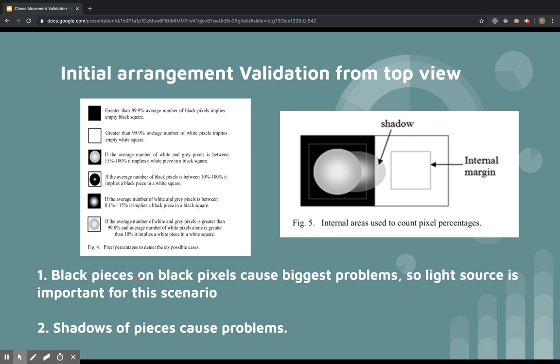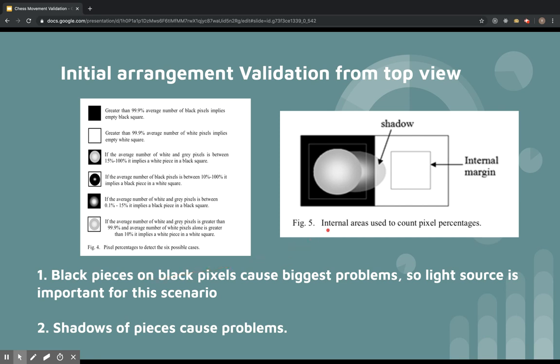And when the light source was directly falling on some of these black pieces, the intensity or the shine was greater on some of these black pieces. So that was the one thing that made it easier for black pieces to be detected on black pixels. Shadows also caused a bunch of problems.